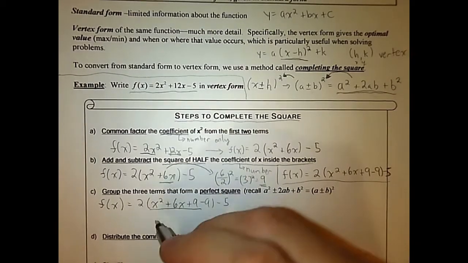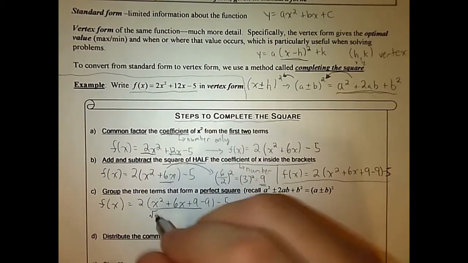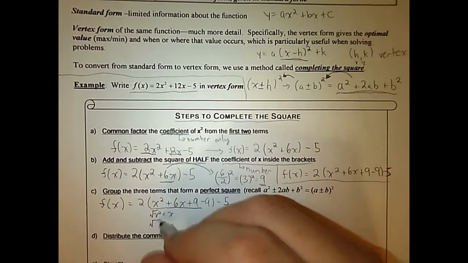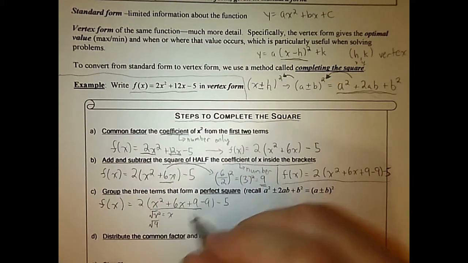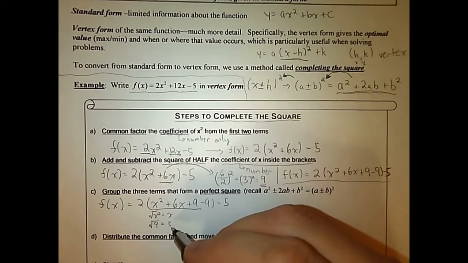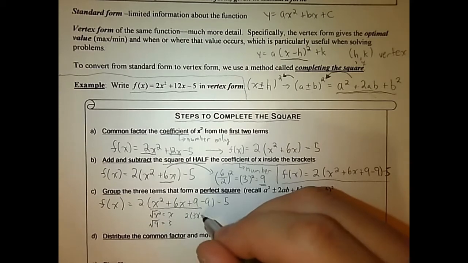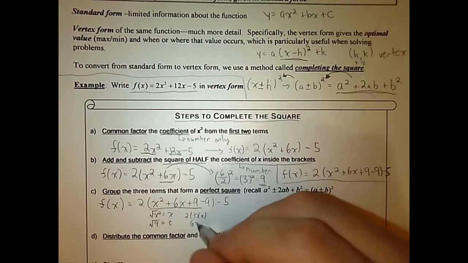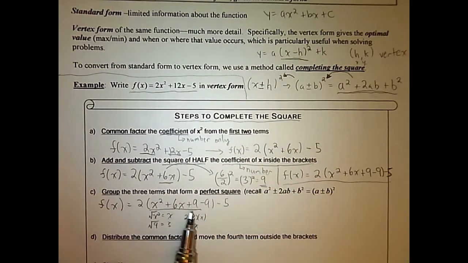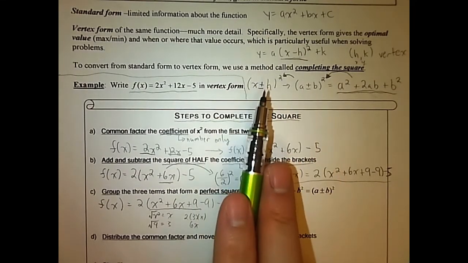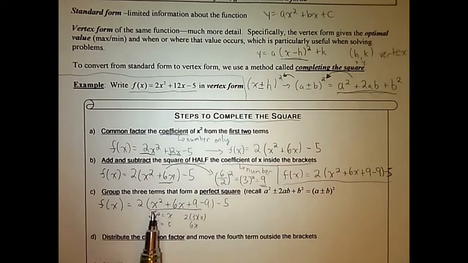I can take the square root of x squared, which would be x. I can square root the c term here, which is 9, to get 3. And then if I multiply these and times it by 2, I get 6x. So we've made a perfect square by doing this, so that it can become this form, which will help us get to vertex form. So I group them like this, so it forms a perfect square.